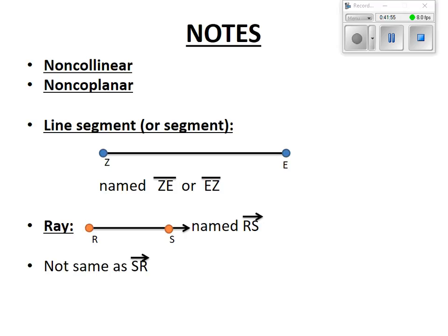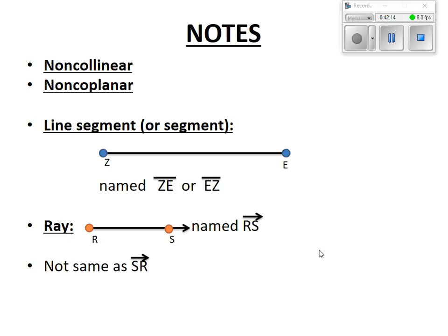Non-collinear, non-coplanar we already talked about. Is that going to be a big deal? You guys can understand that, right? You're smart enough to say, hey, if it's collinear, that means on the same line. If it's non-collinear, that means not on the same line. Coplanar means on the same plane. Non-coplanar means not on the same plane.